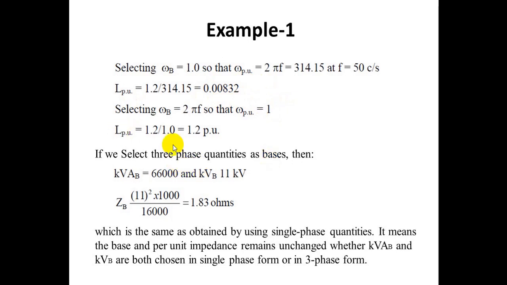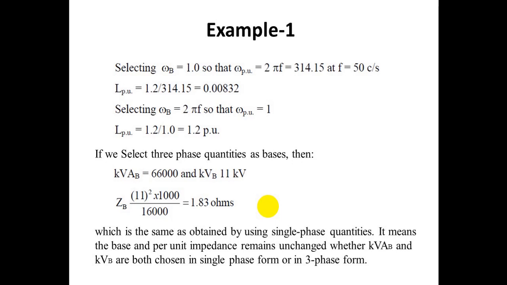But let's say you select the 3-phase quantities as base instead of converting them into single phase. If we keep the 3-phase values as standard, kVA base is equal to 66,000 and kV base is equal to 11 kV. If we calculate Z base this way, 11 squared multiplied by 1000 over 66,000, it is 1.83, the same value as obtained when we used the single phase quantities. It means the base and per unit impedance remain unchanged whether kVA base and kilovolt base are chosen in single phase form or in 3-phase form.